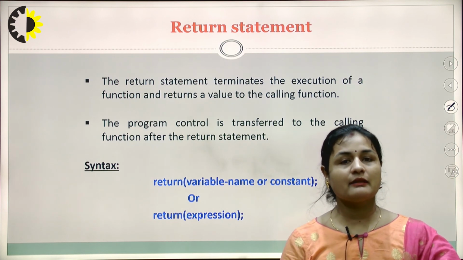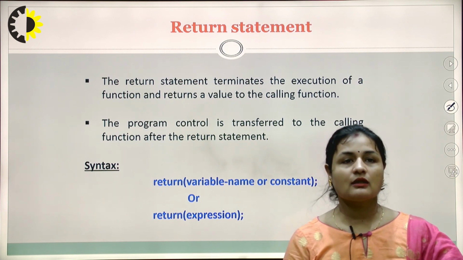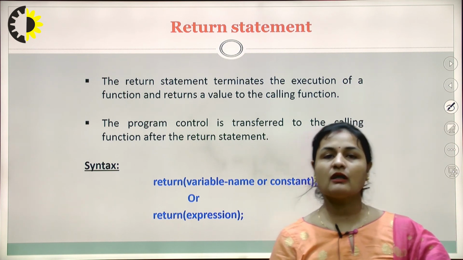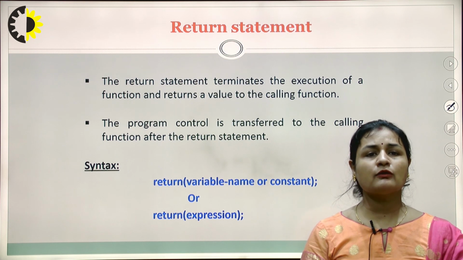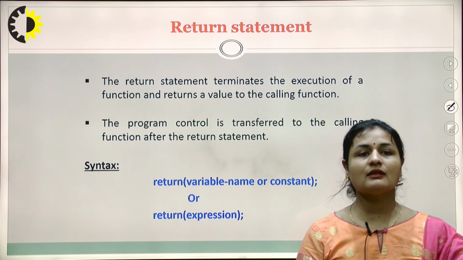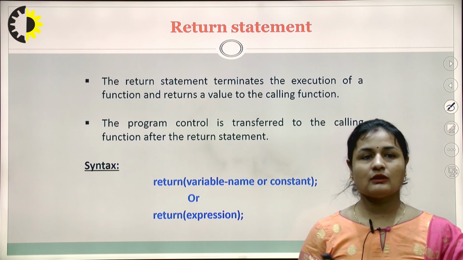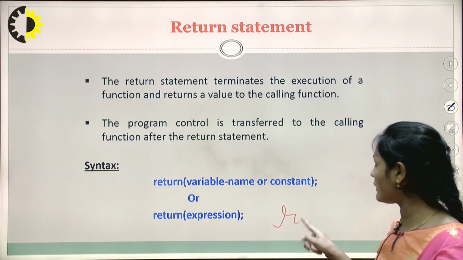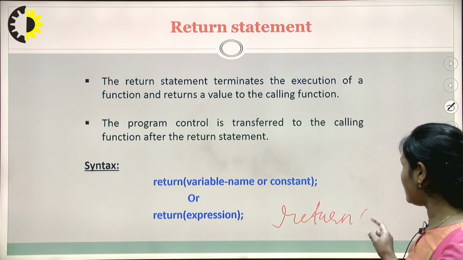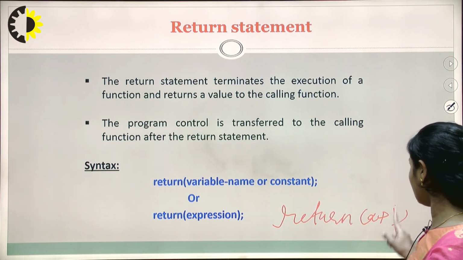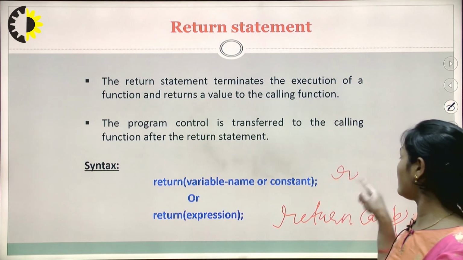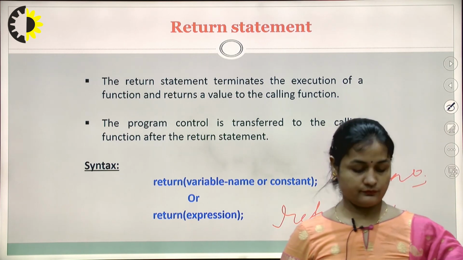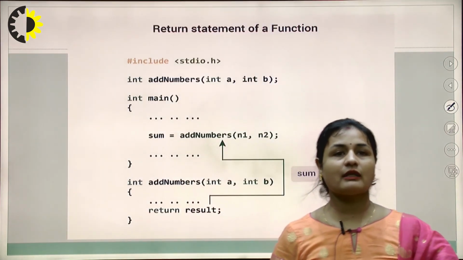Then the return statement is also used with the function. The return statement terminates the execution of a function and returns a value to the calling function. The program control is transferred to the calling function after the return statement. The syntax is return followed by a variable name, or we can also return a constant value or expression. We can also return a + b, which is an expression, and if we return 1 or 0, that is a constant value. So this is the working of the return statement.